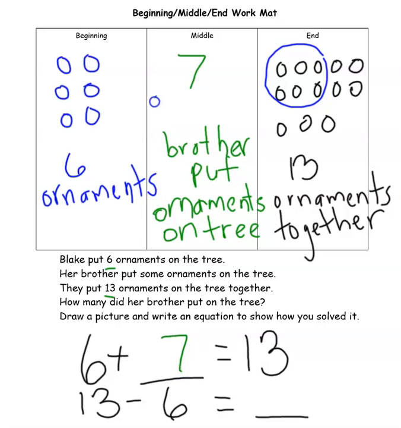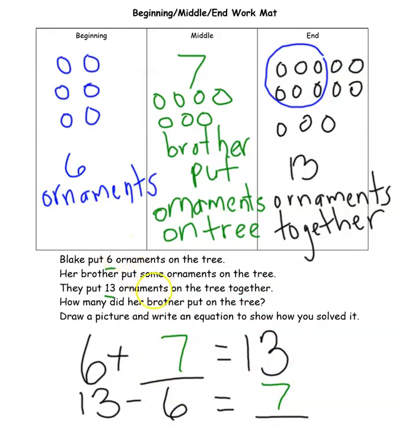Let's draw the 7 ornaments the brother put on. If I have 13 and I take the 6 away, I know that I'm left with 7. That makes that equation true.